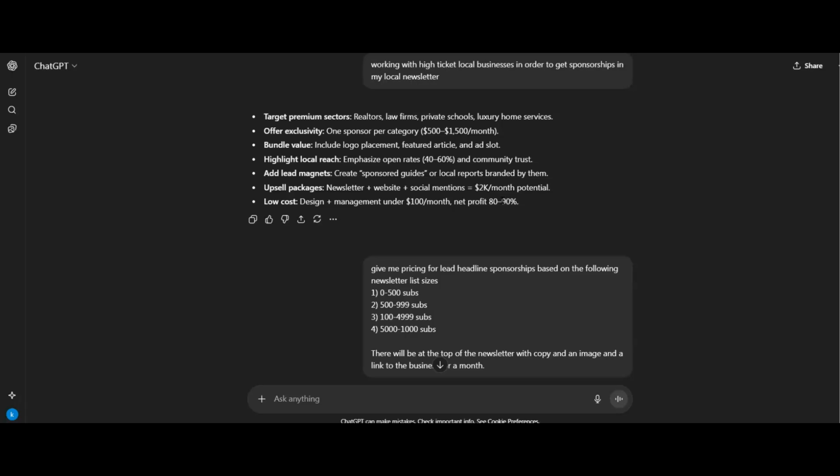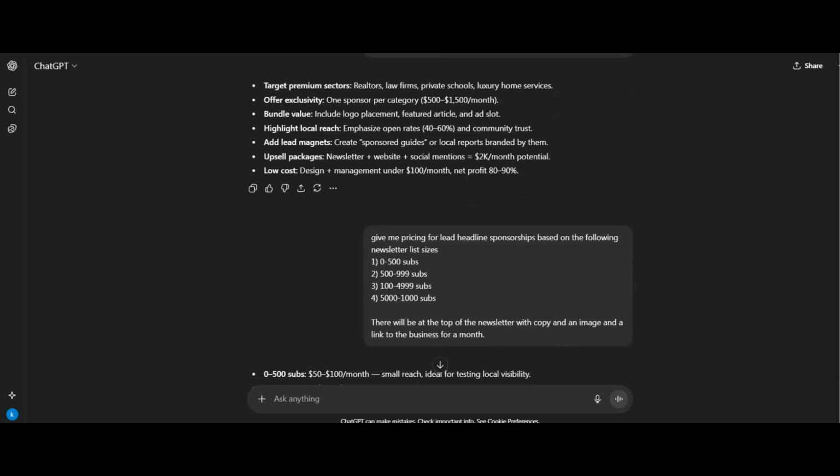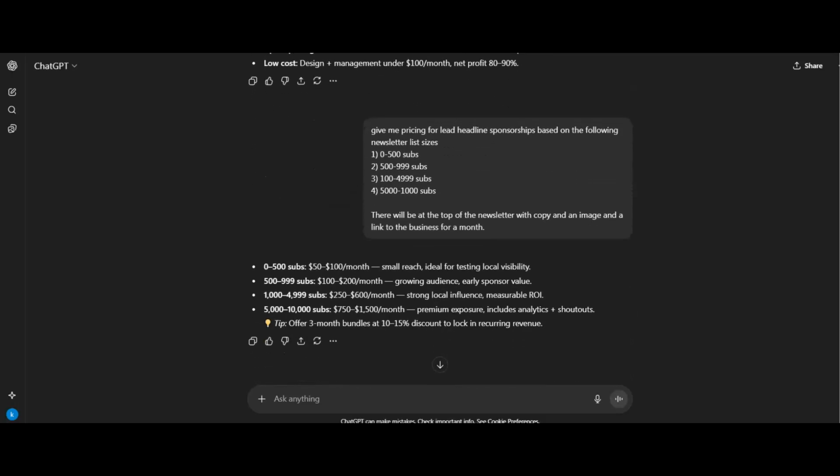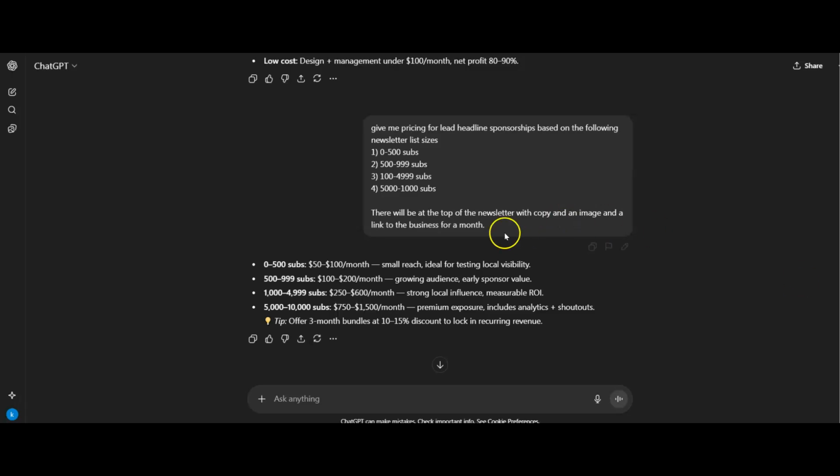The rest of it is cash flow to put in whatever you want. Now, these numbers can sometimes be a little bit confusing because it does depend on how big your newsletter is. So what I've done next in this little tool that helps me out is I've asked it to give me pricings for the lead headline sponsorship based on the following newsletter sizes, so we can get some ideas of how much we should be charging.